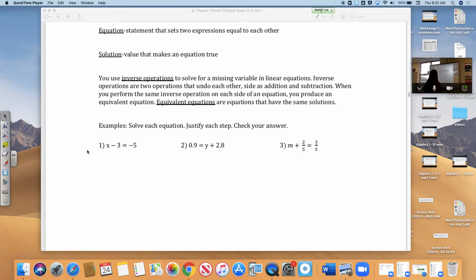I'll show you that too. So here's the first thing I like to do. I'm just going to rewrite this so it's a little bit bigger. x minus 3 equals negative 5.